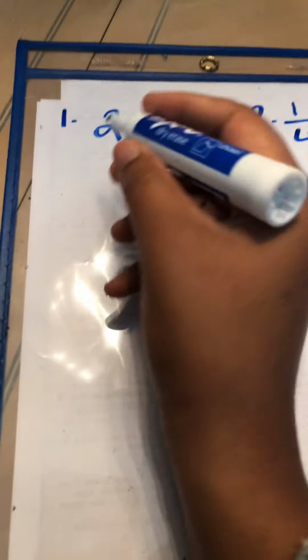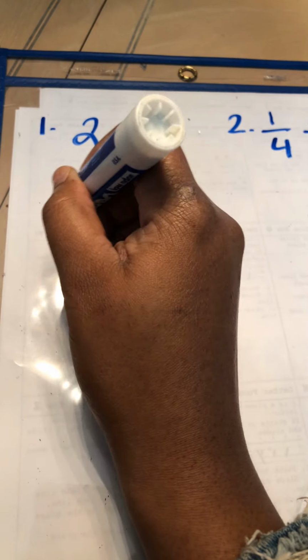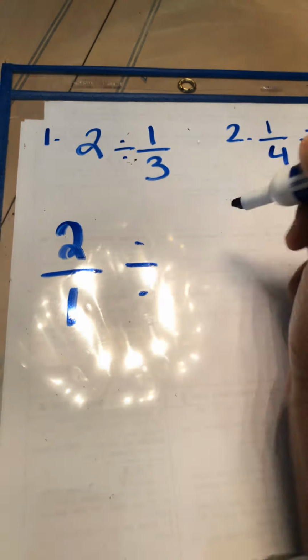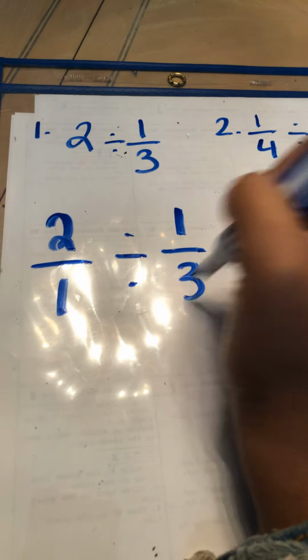The one thing we have to do is turn that 2 into a fraction. So you must remember that in order to turn a whole number into a fraction, all you have to do is add the number 1 underneath and make the number 1 the denominator, just like this. So it would be 2 over 1 divided by 1/3. All right, that is the first step.